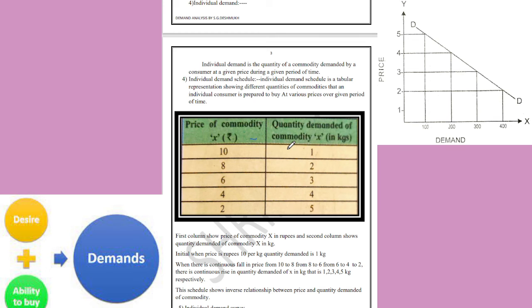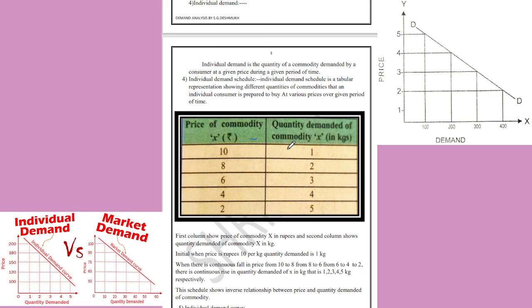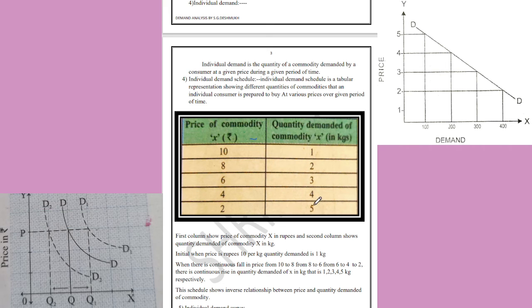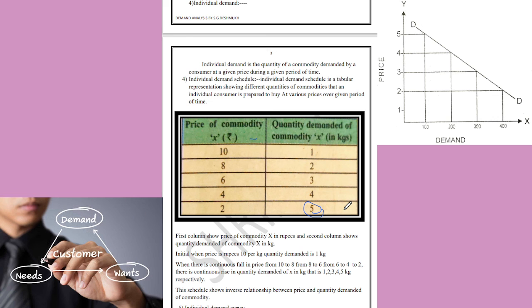With the continuous fall in price from 10 to 8, 8 to 6, up to 2, there is a continuous rise in quantity demanded, from 2 kg to 3 kg, 3 kg to 4 kg. And when the price is lowest, that is 2, the maximum quantity, that is 5 kg, is demanded.